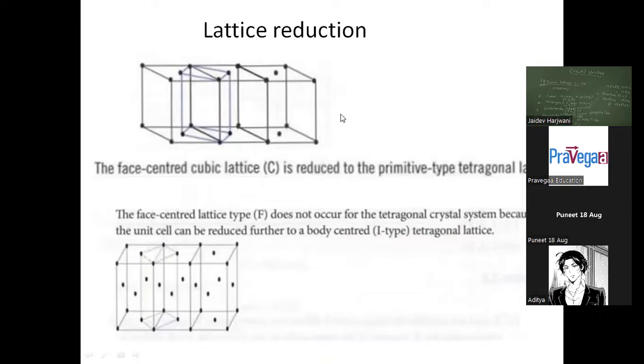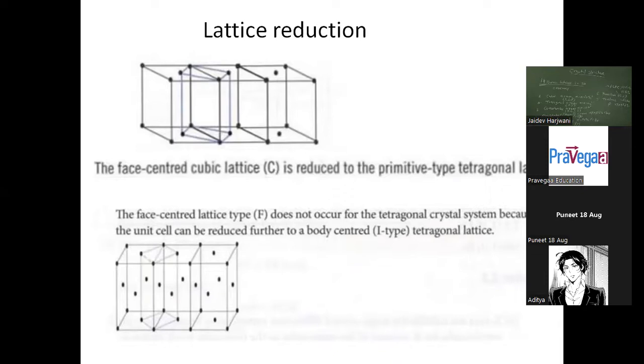Similarly, the face centered unit cell does not exist in the tetragonal system, because it can be created. The face centered in tetragonal can be created by a body centered lattice. In this way we don't have 28 unit cells; instead of 28 we have only 14 Bravais lattices. Is the point clear, what I'm trying to say?